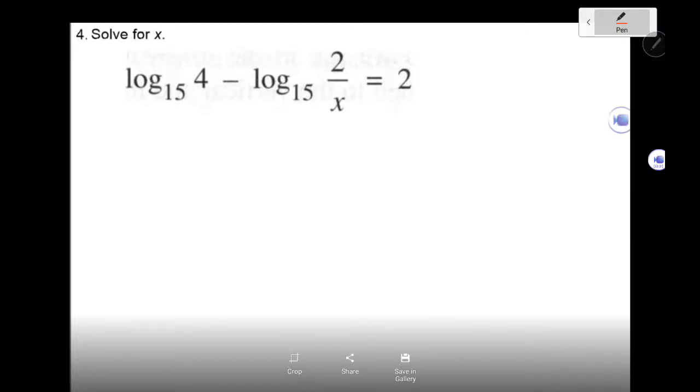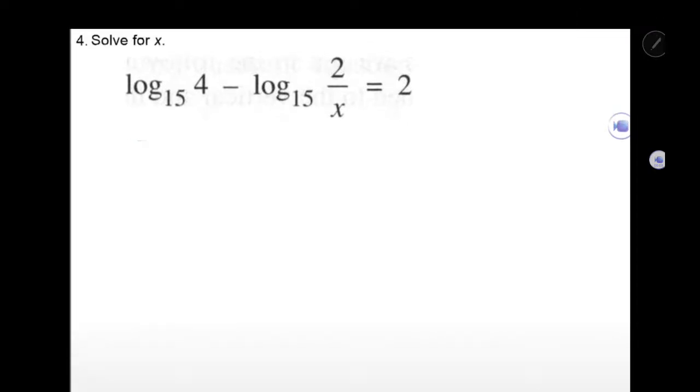Okay, so we need our rules for logarithms here. And the rule says that when I subtract logarithms, I can build one single logarithm instead of two. I can say log base 15. It's the same base, 15. It has to be the same base if I'm going to do this.